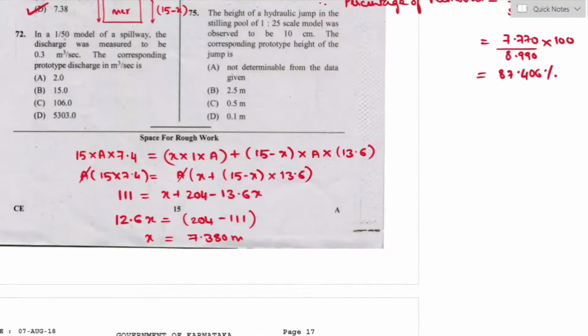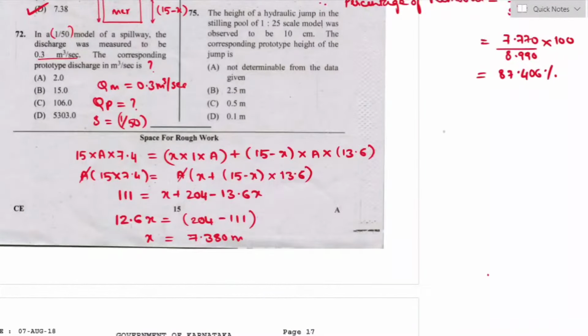Question number 72. In a 1/50 model of a spillway, the discharge was measured to be 0.3 meter cube per second. The corresponding prototype discharge in meter cube per second is. Model discharge is given as 0.3 meter cube per second. Prototype discharge we have to find. Scale ratio is given as 1/50.